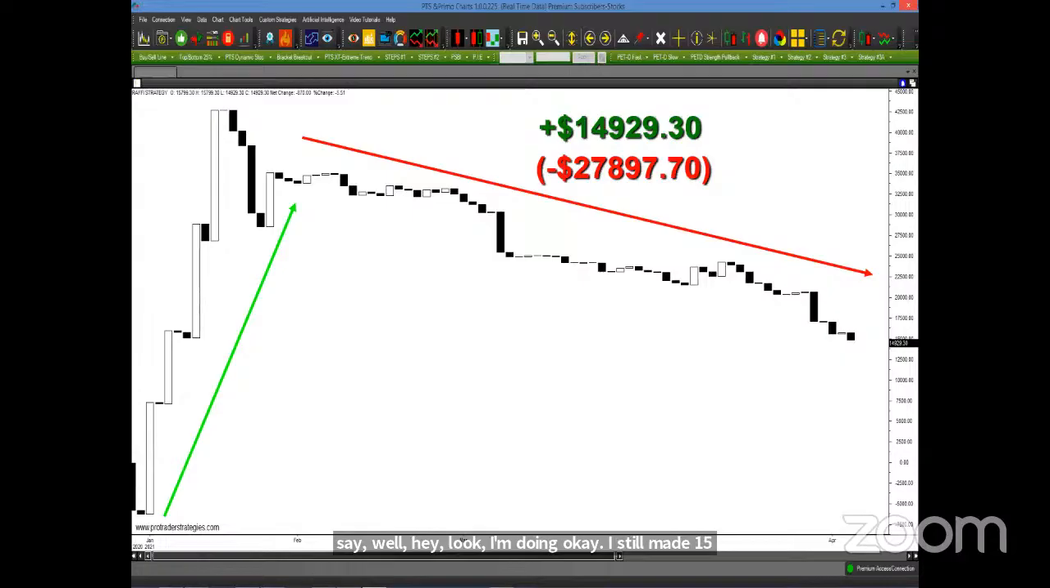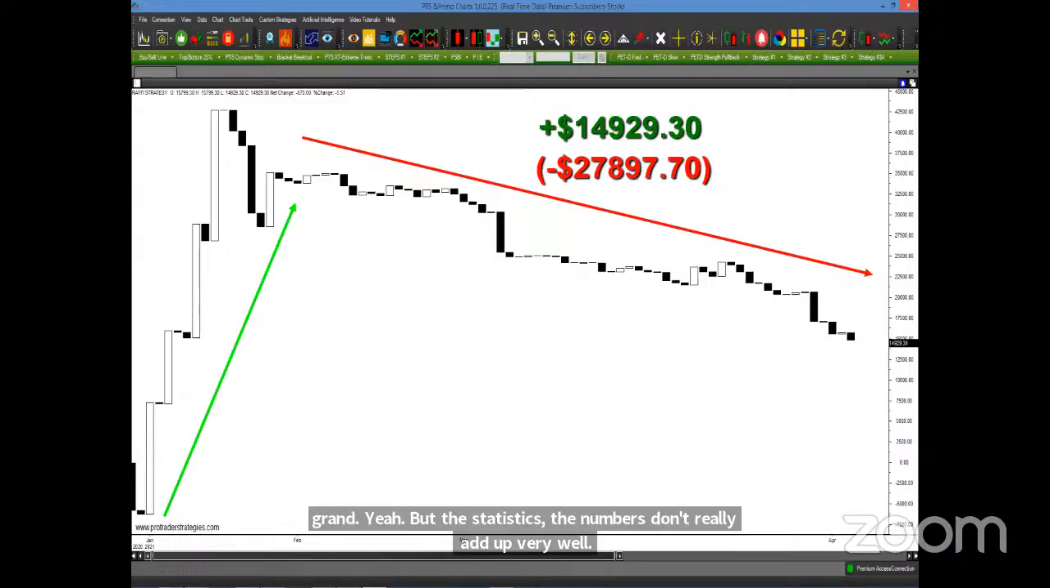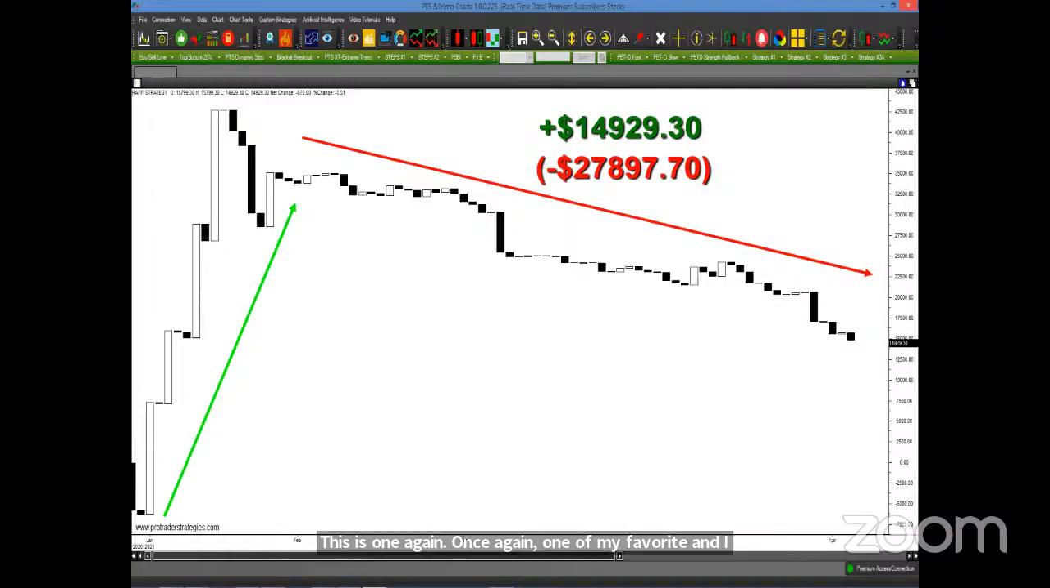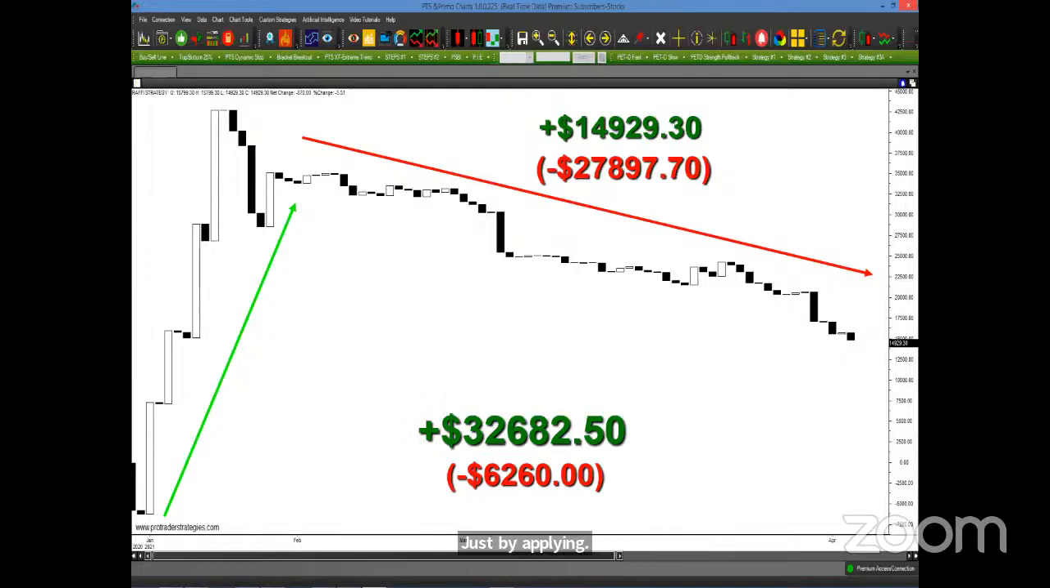By applying Pi, this is once again one of my favorite, and I use Pi in my personal trading every day to apply money management to my strategy. We'll show you how, with the same strategy, not changing any of the rules, not changing the market, not changing anything, just by applying this course, which we call Pi, the trader could have increased his profits up to 32,682, over 100%, doubling what they would have done.